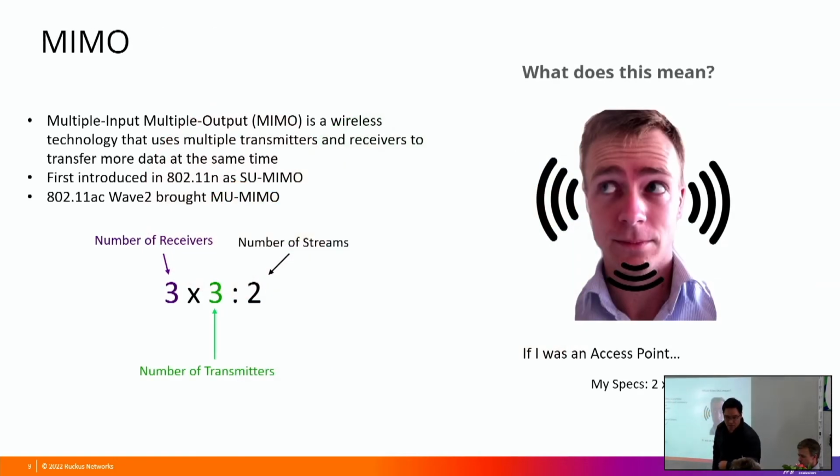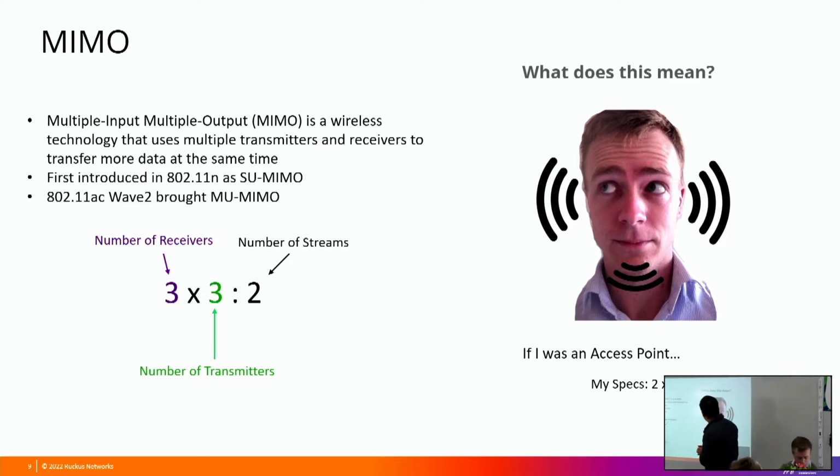Cool, let's talk about MIMO. So MIMO is multiple in, multiple out. This is what it looks like on a device. When you go to a shop and you see MIMO, it'll advertise this little string here. This is the number of receivers, the number of transmitters, and number of streams.